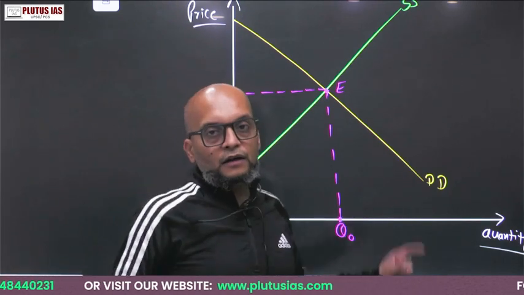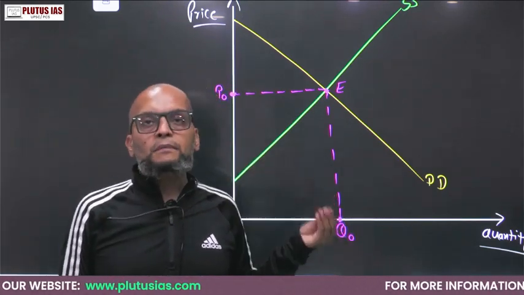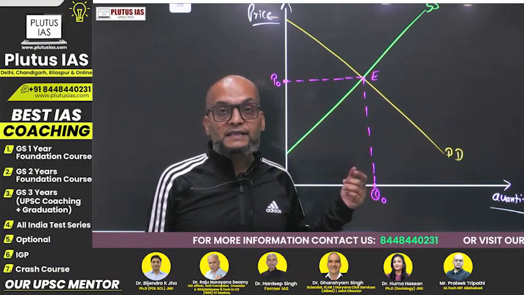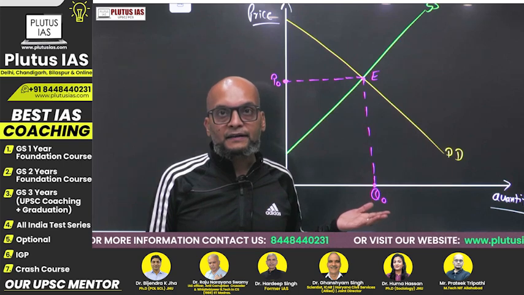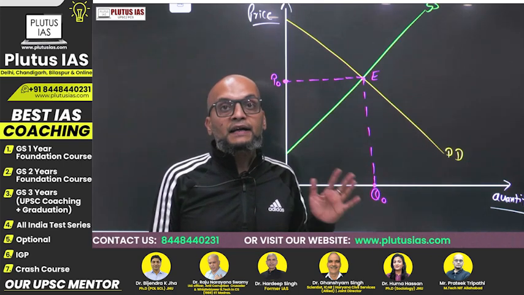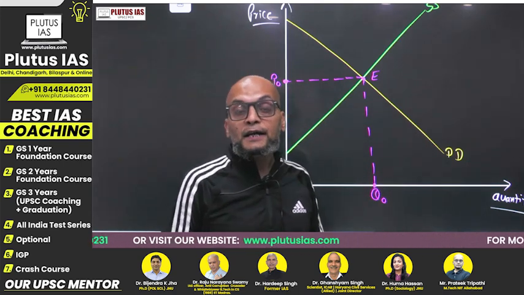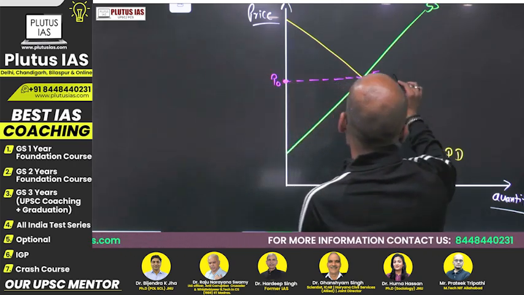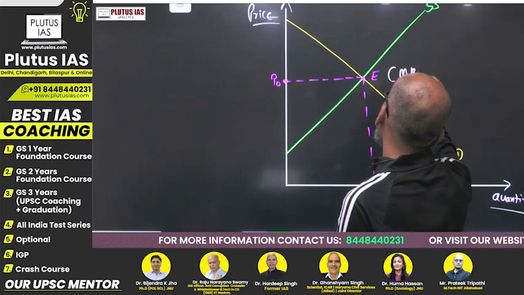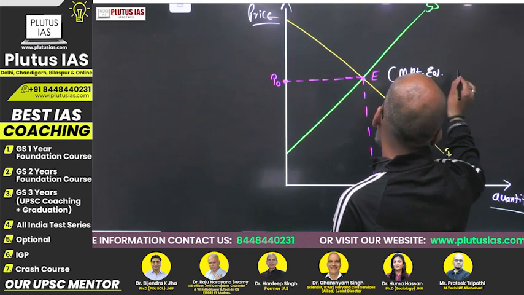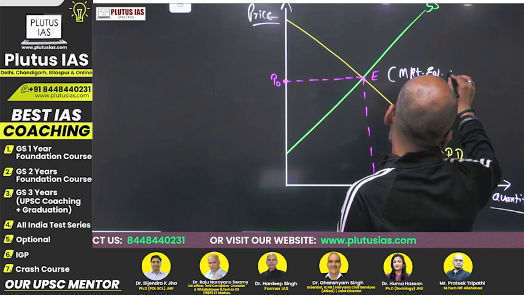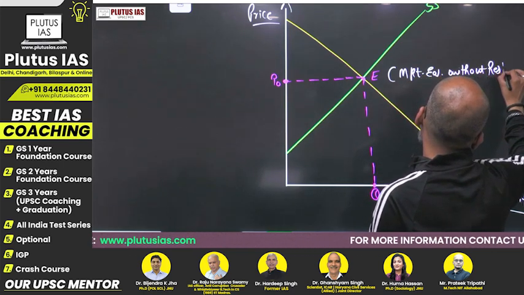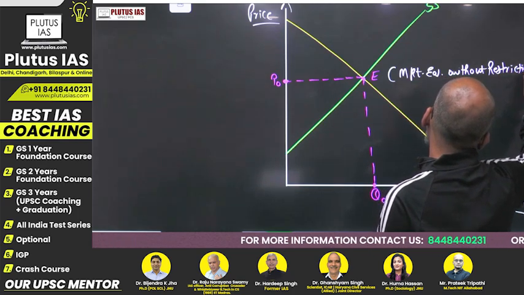Okay. Now guys, look here. This is a normal condition that we are talking of. This equilibrium is a normal equilibrium, or you can say it is the equilibrium of free market. What do we mean by equilibrium of free market? There are no restrictions imposed on the market. So I'm going to write it that here we have obtained market equilibrium without restrictions. There are no restrictions as such.